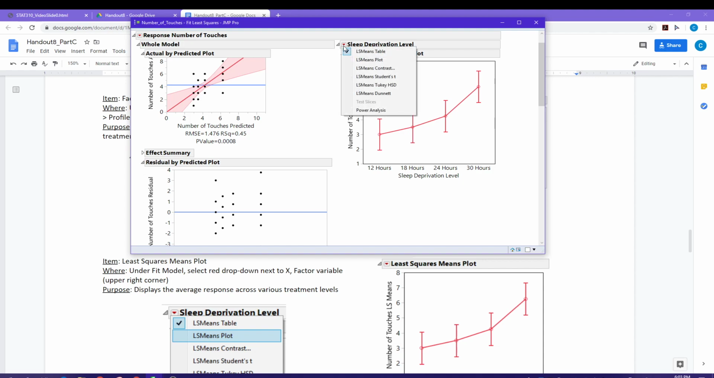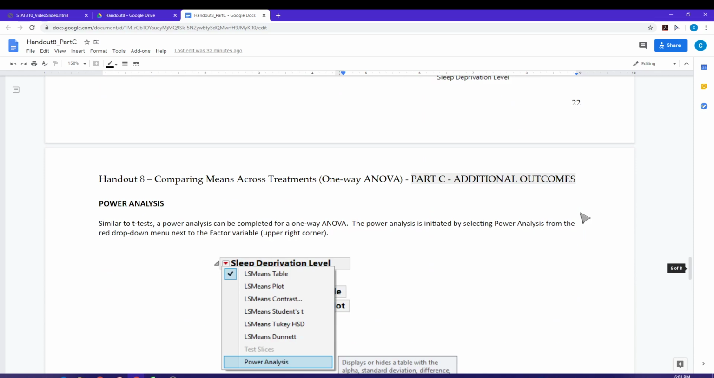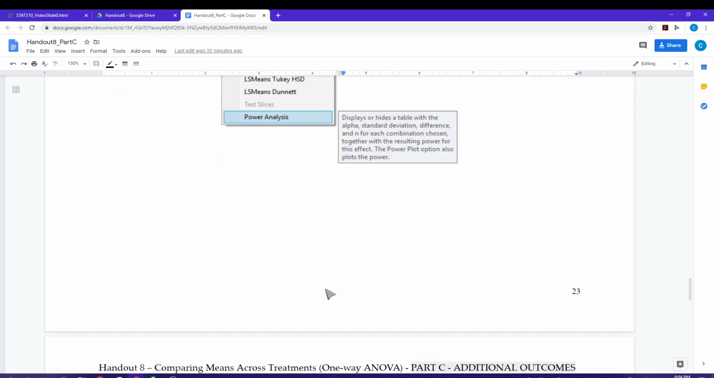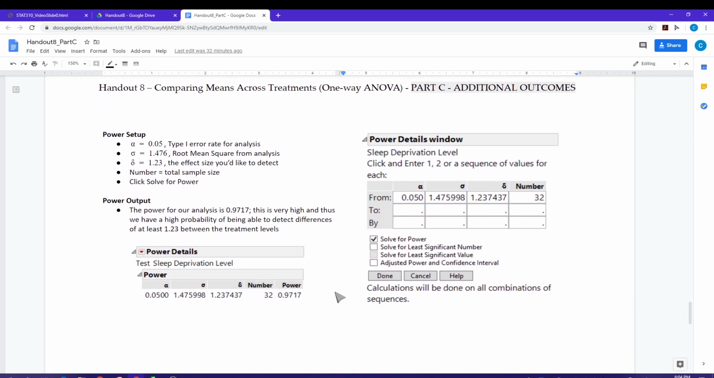The other thing that I want to talk about quickly is the power analysis here. That power analysis, just like we did with a t-test, we can do this in one-way ANOVA. So let me go back to the handout here, look at page 23, talk about the power. So again, from the red drop-down menu, select power analysis. My first window that I'm going to get looks like this one on the right. This is all automatically filled in here. So the alpha level is 0.05.